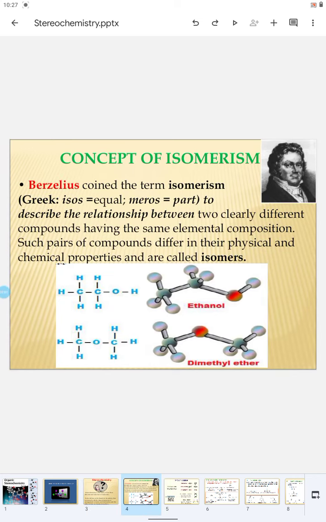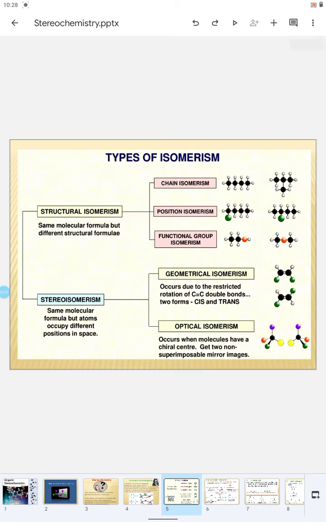Isomers are non-identical molecules that have the same molecular formula, that is the same elemental composition. Such pairs of compounds differ in their physical and chemical properties and are called isomers. Isomers are broadly classified into two types. One is constitutional or structural isomers, and another one is stereoisomers.